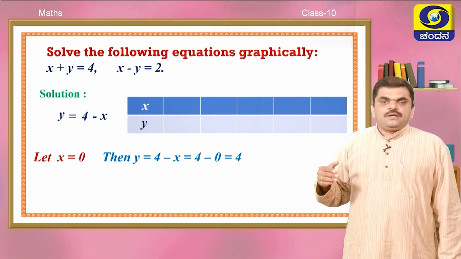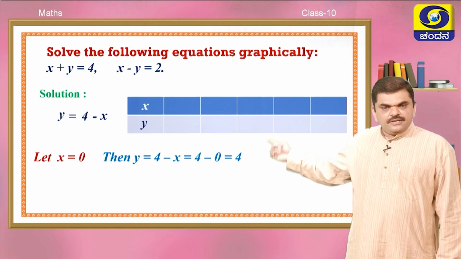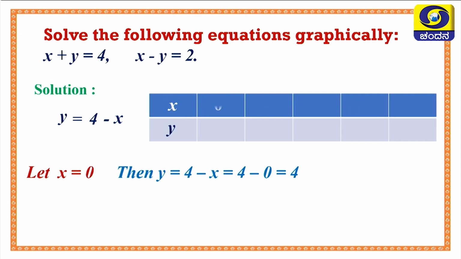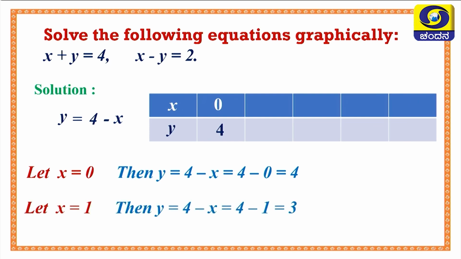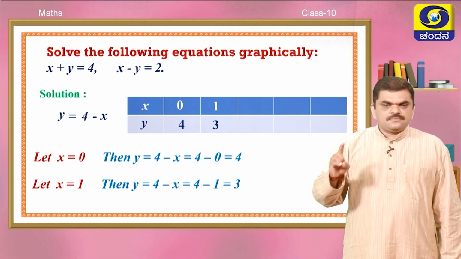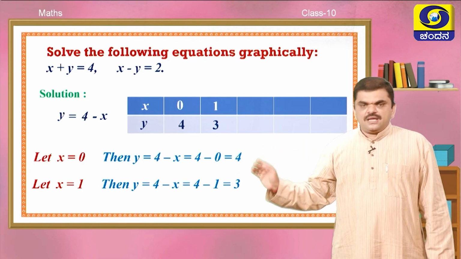Write this in tabular form. Write the value of x. What we have given for x: 0. What does y become? y becomes 4. Now let us give the value x = 1. Then substitute the value of x in the equation, that is y = 4 - x, that is 4 - 1, that is equal to 3. Again write down: when x becomes 1, y becomes 3.